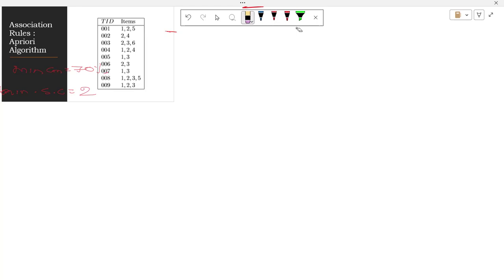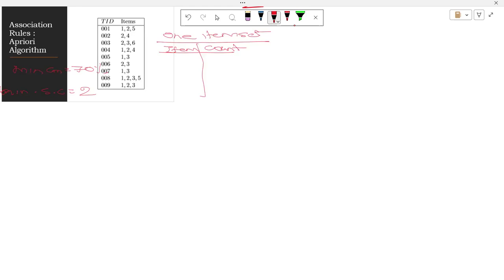I already explained that, right? So in this table, you need to find out how many unique single items there are. So we can create a table. Here I am putting item, here count. This is the way we can write the answer.